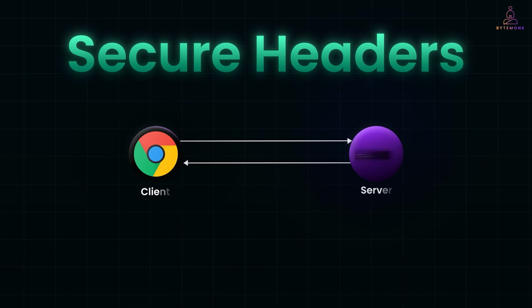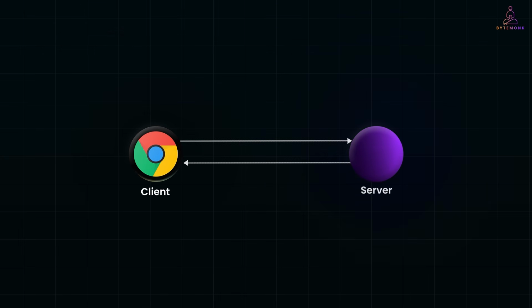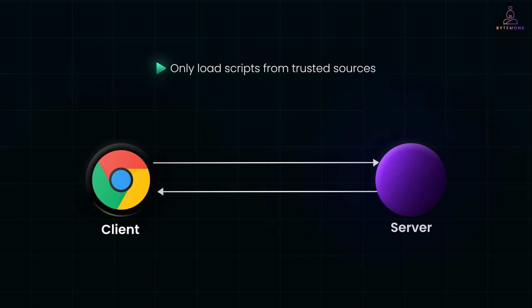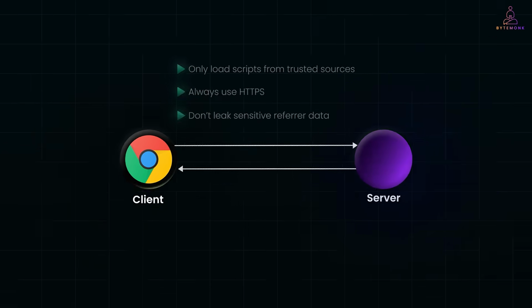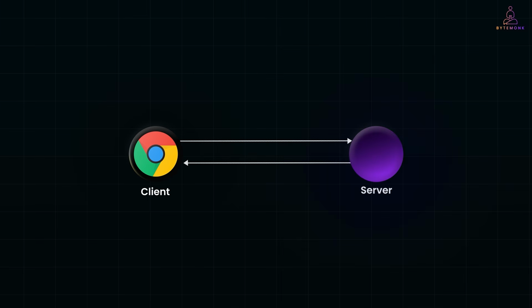Secure headers are tiny rulebooks your server sends to the browser, telling it how to treat your content securely. They don't touch your app logic, but they quietly enforce critical rules in the browser, like only load scripts from trusted resources, always use HTTPS, or don't leak sensitive referrer data. And just like that, you have shut down entire classes of attacks without changing a single line of JavaScript.